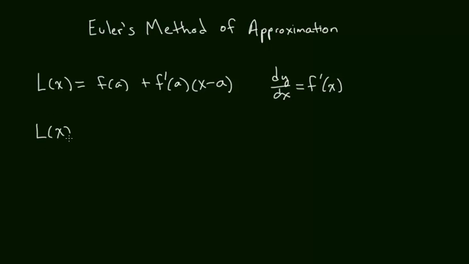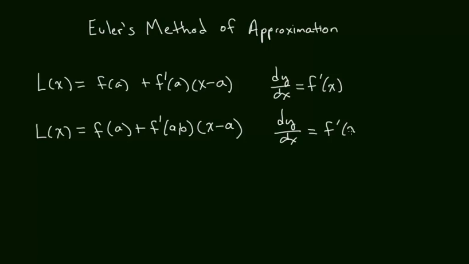Now, if the derivative depends on the x and the y, then it's still f of a plus f prime of, we'll say a, b, the ordered pair, times x minus a. So that's the linear approximation. Dy dx equals f prime of x and y.